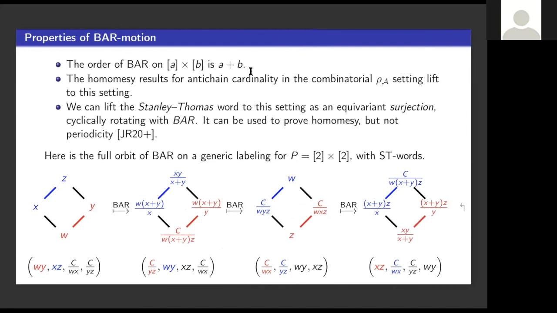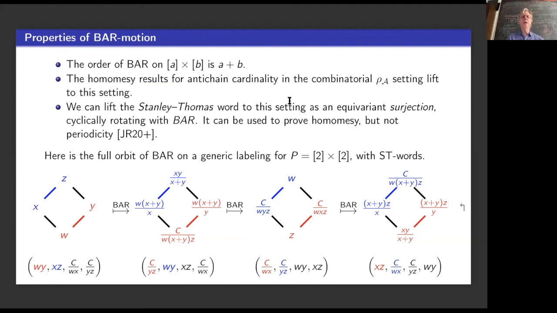Let me just tell you some properties of BAR-motion. BAR-motion is the parallel lifting to the birational row motion that Einstein and Propp studied. But the order of BAR-motion turns out to be just A plus B, just like it was for the combinatorial and piecewise linear settings. The homomesy results for antichain cardinality in the set lift all the way up to the birational setting. And we can lift this Stanley-Thomas word.